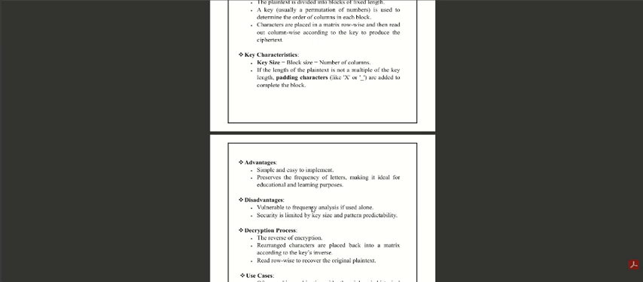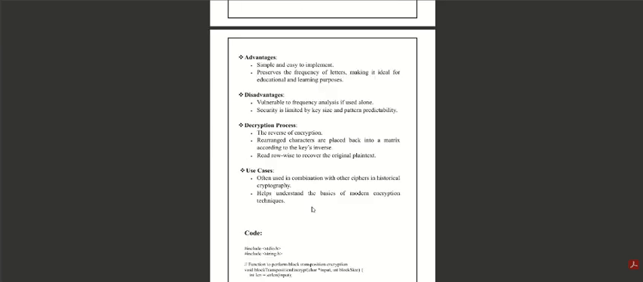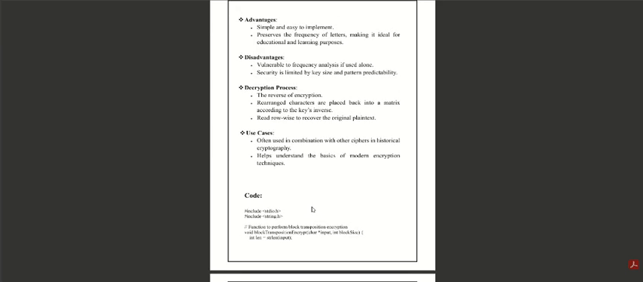Decryption process: it is the reverse of encryption. Rearranged characters are placed back into a matrix according to the key's inverse. Read row wise to recover the original plain text. Use cases: it is often used in combination with other ciphers in historical cryptography. It helps understand the basics of modern encryption techniques. Now, coming to the code part.